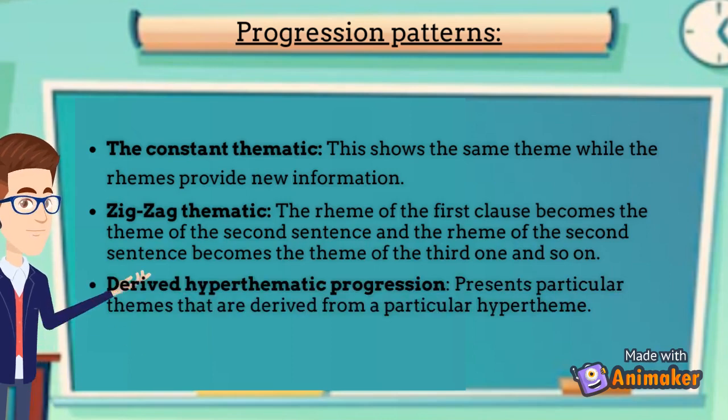To identify and analyze the progression rules, there are 3 progression patterns: constant thematic, zigzag thematic, and derived hyperthematic progression. The constant thematic progression shows the same theme, while the rhemes provide new information. In zigzag thematic progression, the theme of the first clause becomes the theme of the second sentence, and the rheme of the second sentence becomes the theme of the third one, and so on. And the derived hyperthematic progression presents particular themes that are derived from a particular hypertheme.